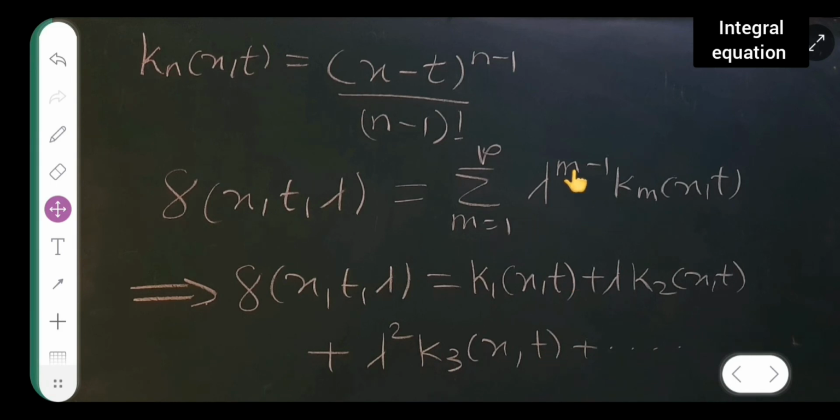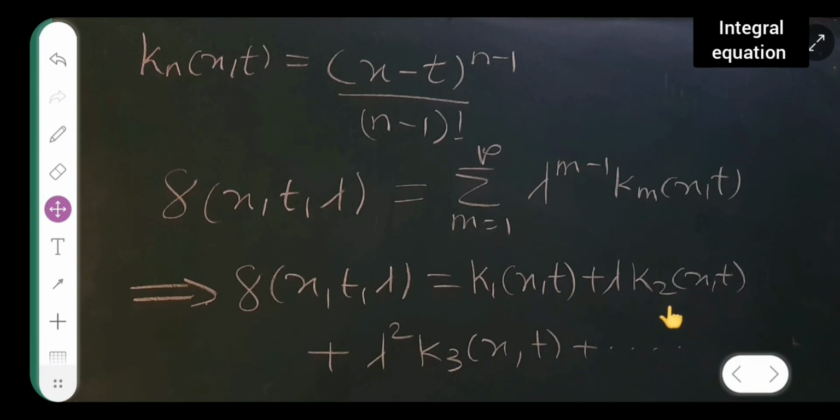If you put m to be 1, you will get 0, so lambda to the power 0 remains as nothing. If you put 2, it will be 1, lambda raised to power of 1. If you put 3, it will give me 2, so it will be lambda square, K3 of x comma t plus so on.